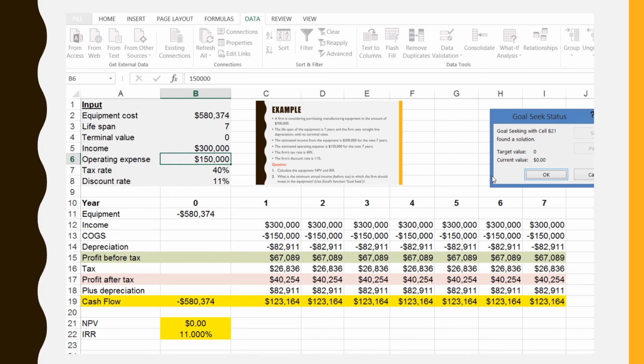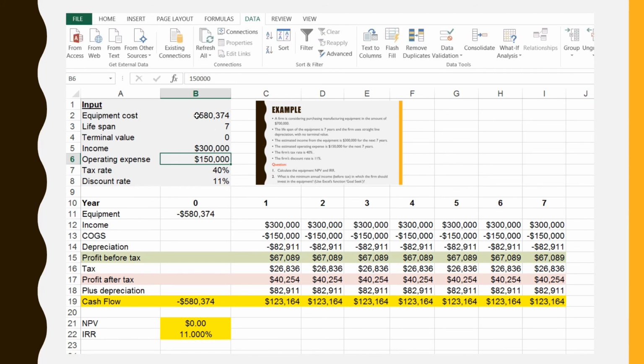And you have the value of the equipment cost as $580,374. This means if the equipment cost is cheaper, lower than 700,000, at least at 580,374, then the NPV is zero and the IRR is the same as the discount rate of 11%.